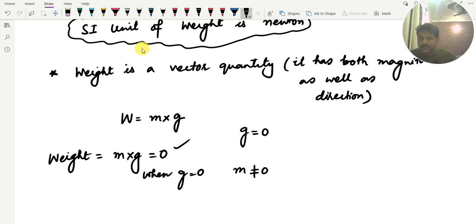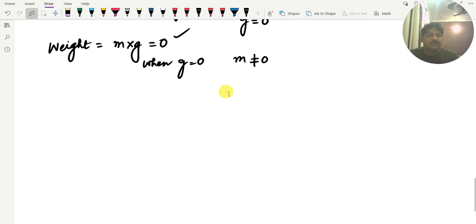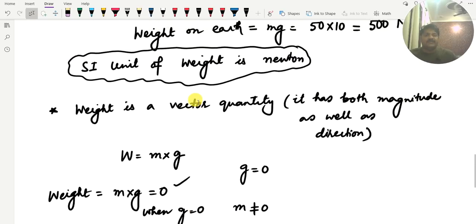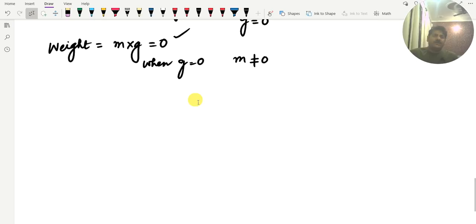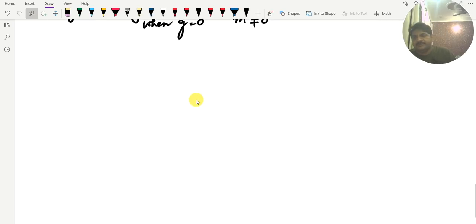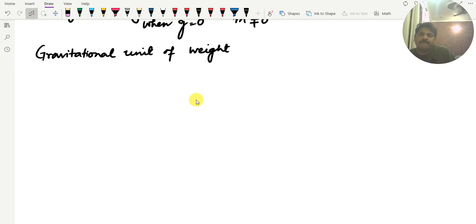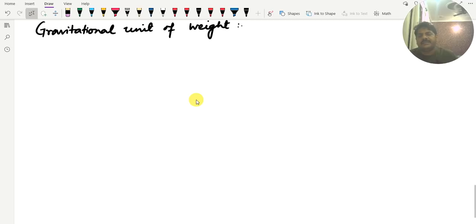Okay, we have talked about vector quantity also. Let us talk about two more units. One is this unit of weight, but there is another unit called the gravitational unit of weight. What is the gravitational unit of weight? It is kg weight.